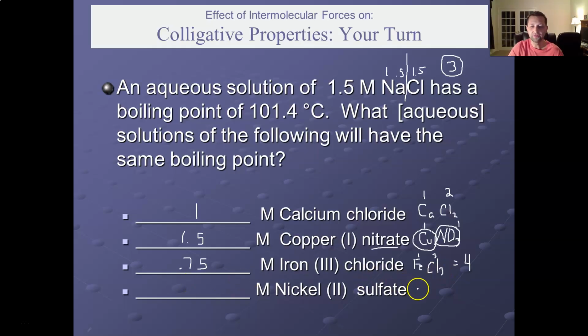Finally, nickel 2 sulfate. Nickel 2 is a +2, sulfate's a -2, so you have NiSO4. If you notice, the nickel is 1 dissolved particle, the sulfate is another one, so you have 2 dissolved particles. It's the same as copper nitrate, it's the same as NaCl. You need a 1.5 molar solution. 1.5 times 2 dissolved particles gives you 3.